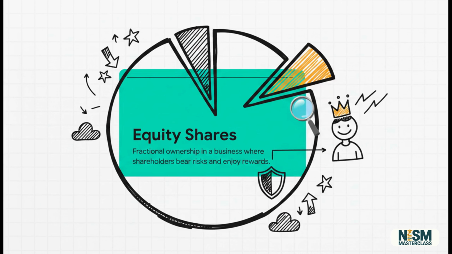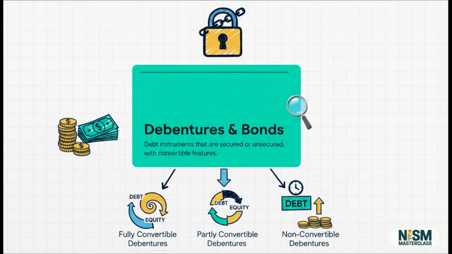It's true, literal ownership. On the flip side of that, we have debentures and bonds. Now, this isn't ownership at all. This is a loan. You are the lender and the company is the borrower. For the exam, you absolutely must know the convertibility features here. Fully convertible debentures, or FCDs, turn entirely into equity shares later on. Partly convertible debentures, or PCDs, mean only a portion turns into equity while the rest stays as debt. And non-convertible debentures, or NCDs, well, they are pure debt. They just get repaid on maturity without ever becoming equity.